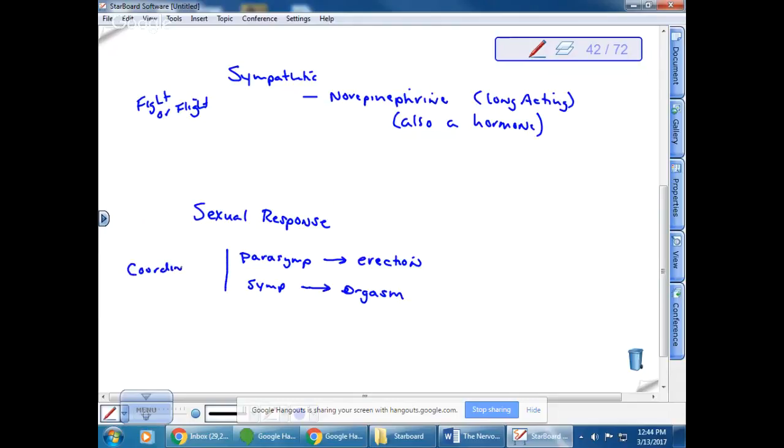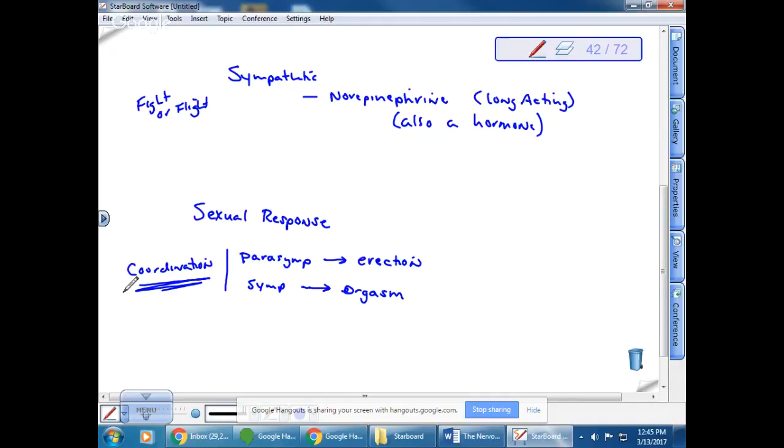So this requires a coordination, right? Coordination. And they say it's really the only thing in our bodies that seems to require one happening before the other in a linear fashion.